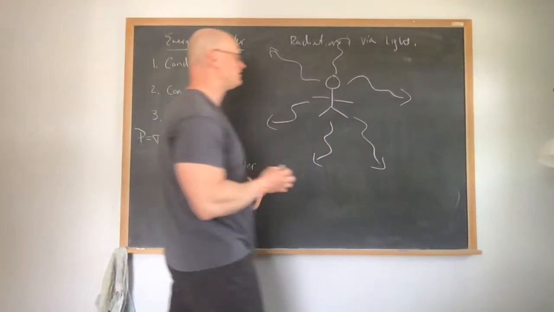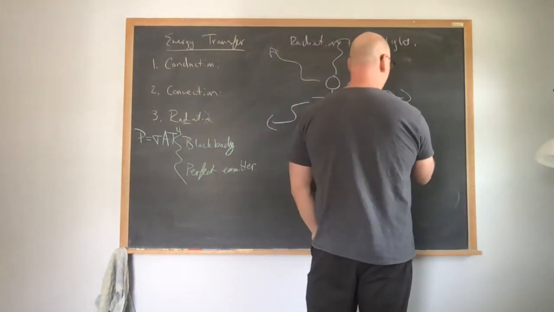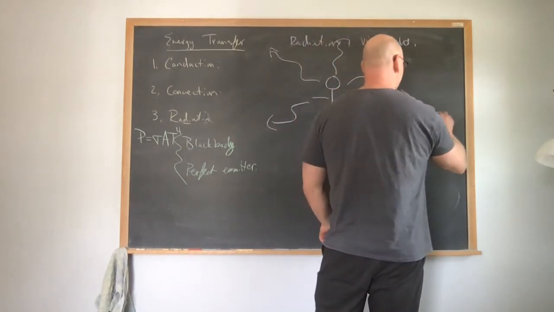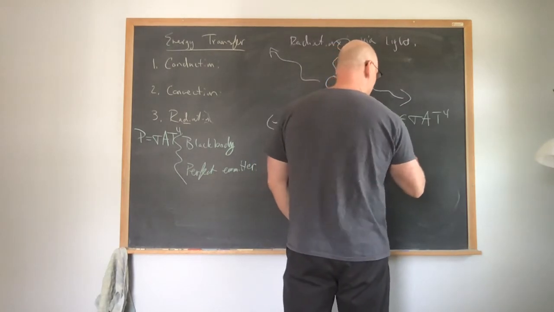So for any typical object, it turns out that the power, or the rate at which energy is given off, is given by epsilon times sigma times A times T to the fourth, where epsilon here is what's known as the emissivity.